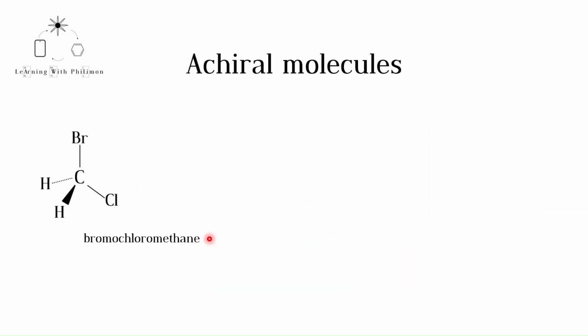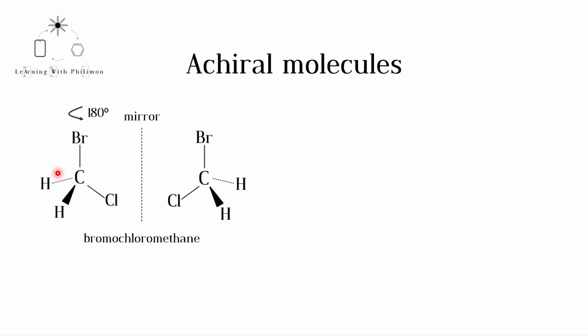Let's first take a look at a molecule that does not have an optical isomer. Bromochloromethane has the following three-dimensional structure. Remember that the dashed bond means that the atom is coming out of the screen, and the dotted bond means the atom is going into the screen. Its mirror image would look like this. These two molecules are actually the same.